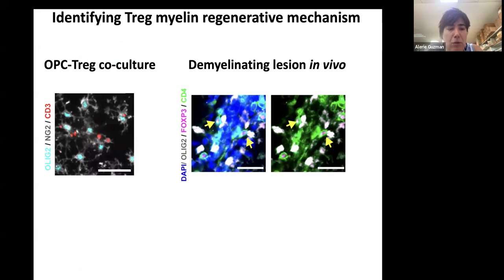Here is just an in vitro co-culture of OPCs with Tregs, and here is just a demyelinating area of one of our EAE models. What you can see in both of them is that Tregs, which are identified in red here, in vivo by the expression of CD4 and FOXP3, are always in close proximity to oligodendrocytes or OPCs, which are identified here by OLIG2, and in the case of in vitro by OLIG2 and NG2. They are literally in close contact with each other in both models. So we wondered whether the effect that we have seen both in vivo and in vitro requires cell-to-cell contact, and this will help narrow down candidates and find molecular mechanisms.